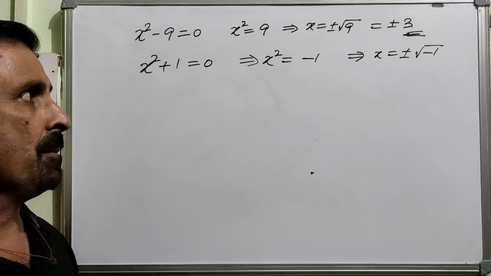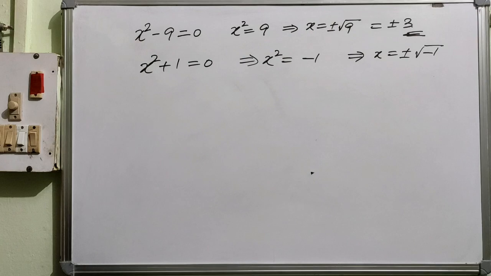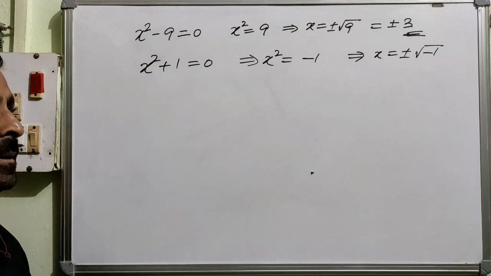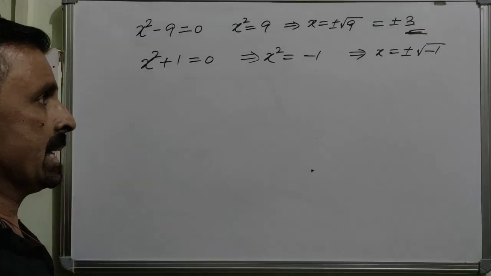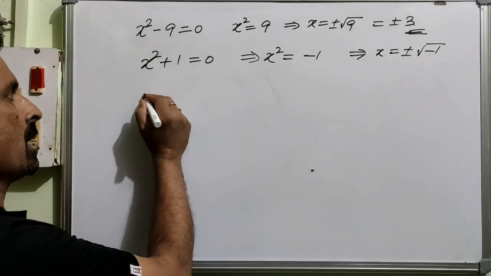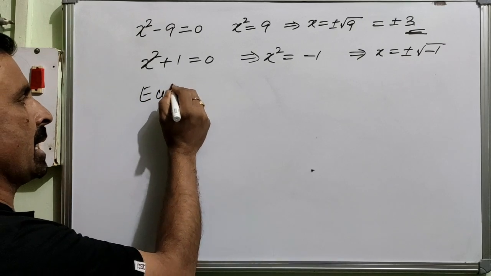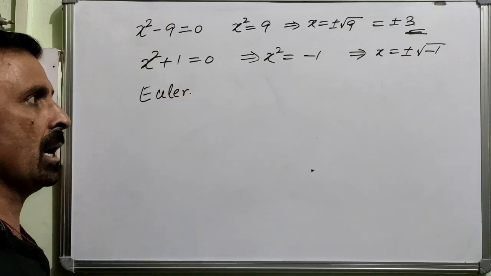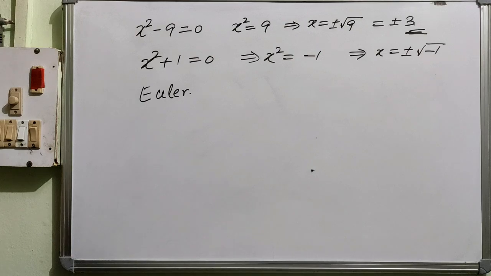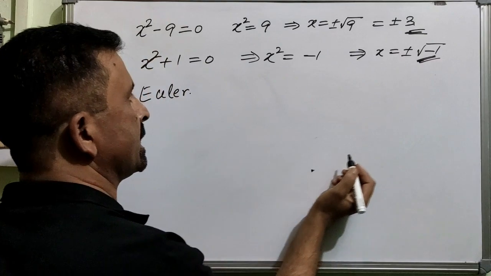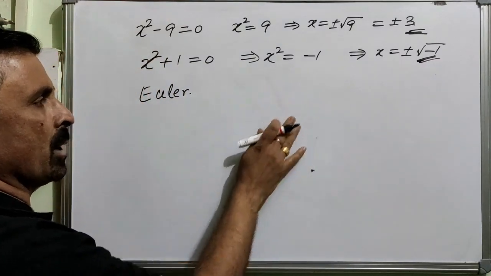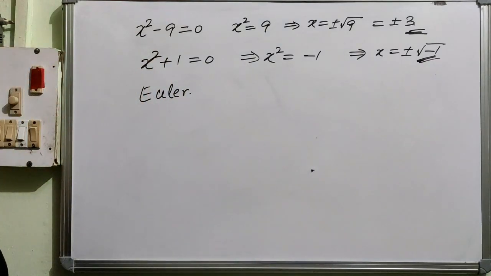Is it okay? So for such a situation in the 16th century, there was one mathematician called Euler, right? He introduced our number. We write this as Euler, but then its pronunciation is Euler. Euler was a mathematician who introduced the notation for such kind of number, right? He said that we require something beyond than the rational or irrational number.